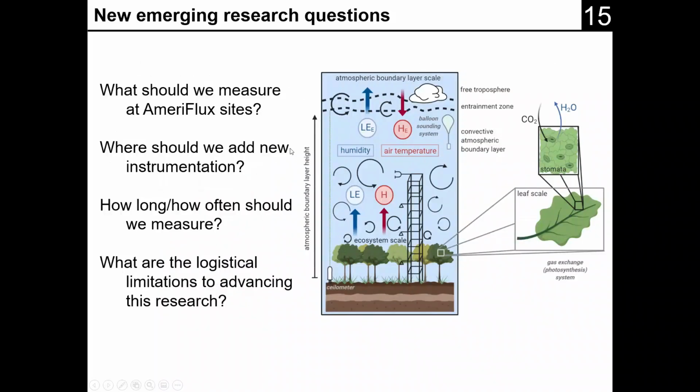So this workshop will focus on new emerging research questions, and it would be great if we could focus on things like what kind of variables and processes we should measure and observe at AmeriFlux sites to enhance our understanding. Are there specific regions that are important? Specific sites that could help us understand specific processes? Is there a need for long-term time series, or for short time series?